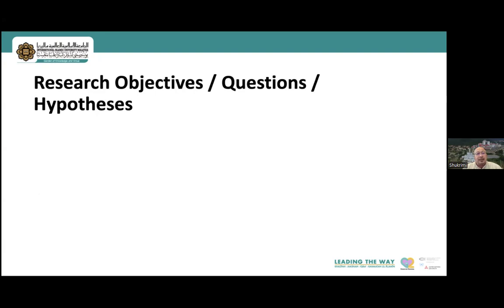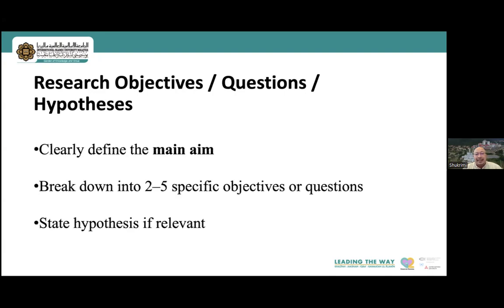Next is regarding the research question, research objective and hypothesis. This needs to clearly define our main aim, and usually we need to break it down into 2 to 5, not more than 5 specific objectives, because if you have more specific objectives, you need to do more. Usually 2 or 3 is enough. And state the hypothesis that is relevant to the research that we're going to conduct.